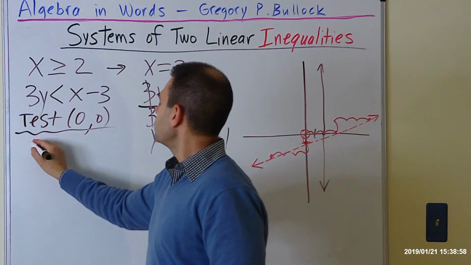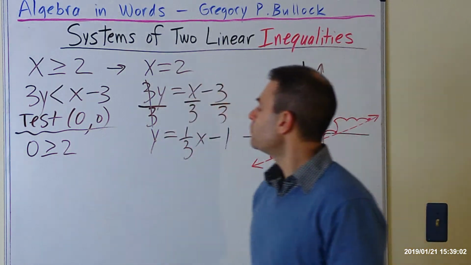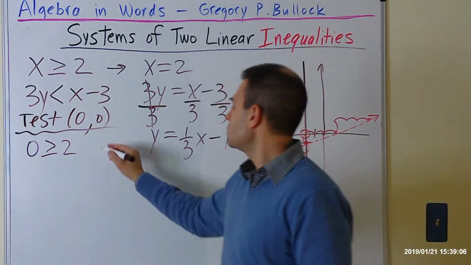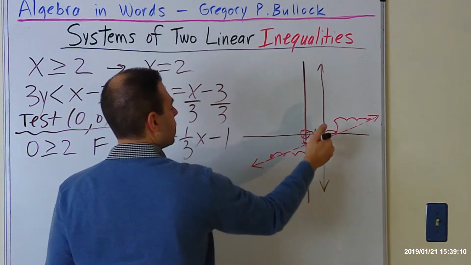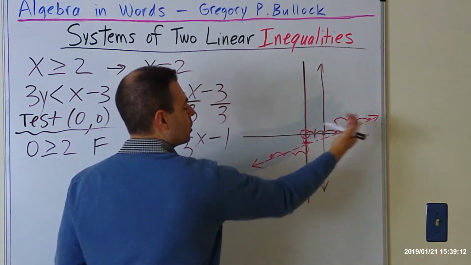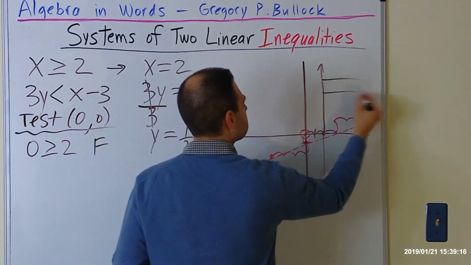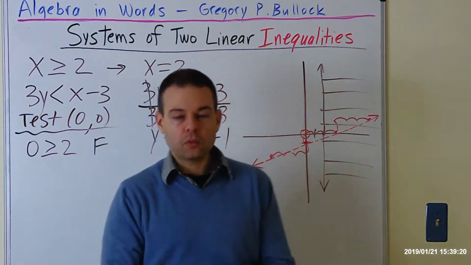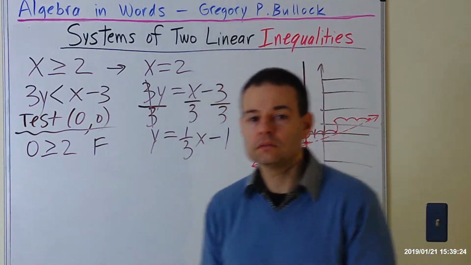Into the top, 0 in for x, greater than or equal to 2. Is that statement true or false? It's false. So when it comes to shading, do we shade the side with the test point or away from the test point? Since it's false, away from the test point. And what about the other one? Let's use a different color.